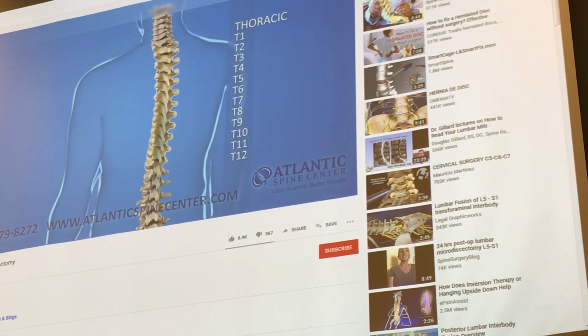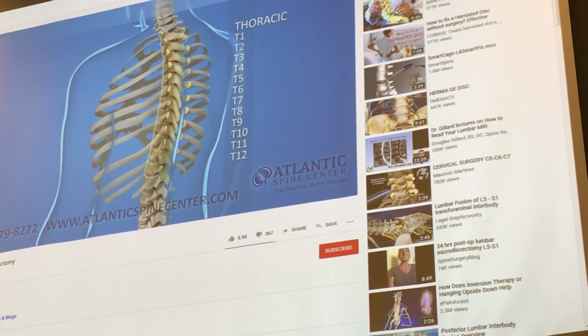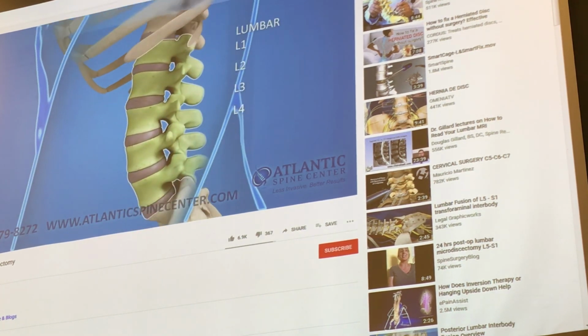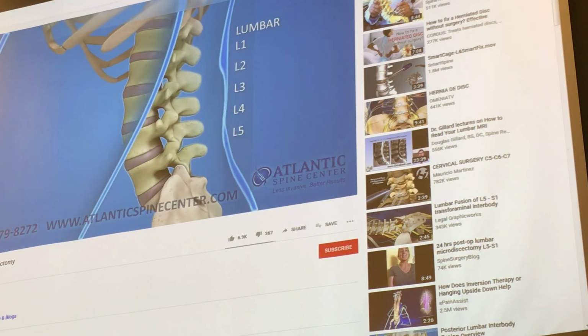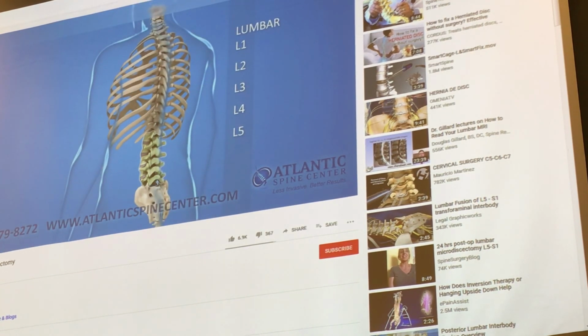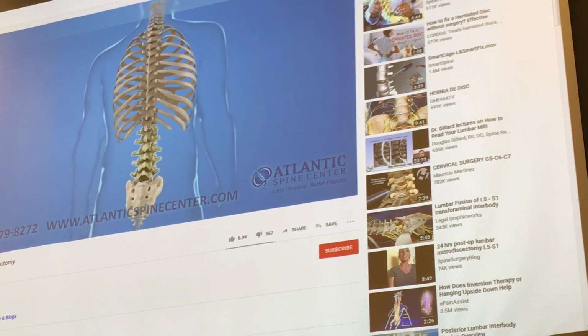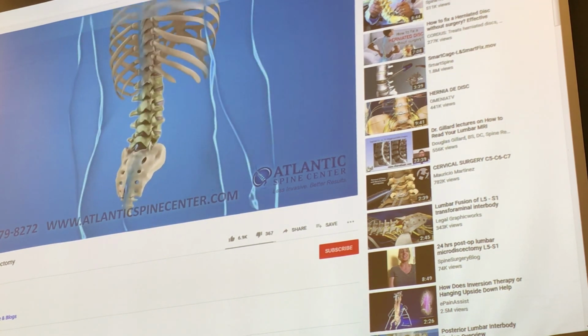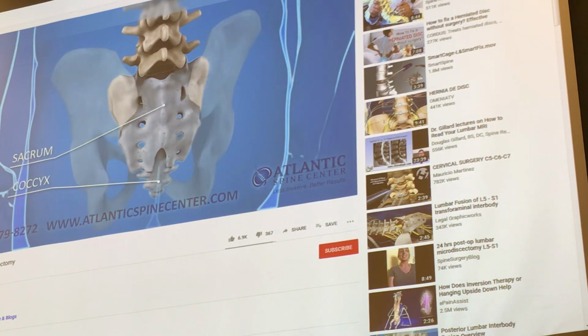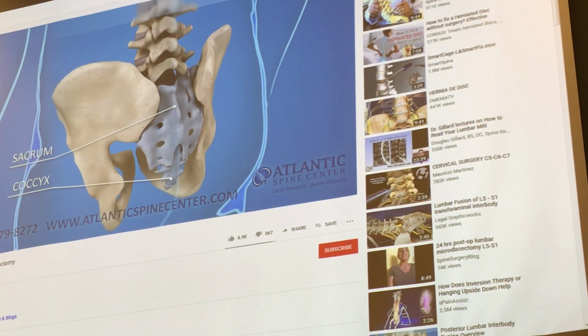T1 through T12, thoracic, are the 12 vertebrae that are joined by ribs to form your rib cage. L1 through L5, lumbar, your 5 sturdy lumbar vertebrae carry most of the weight of your upper body and provide a stable center of gravity when you move. Which is why they herniate more than anything else. 5 vertebrae of the sacrum and 4 of the coccyx are fused. It makes up the back wall of your pelvis.